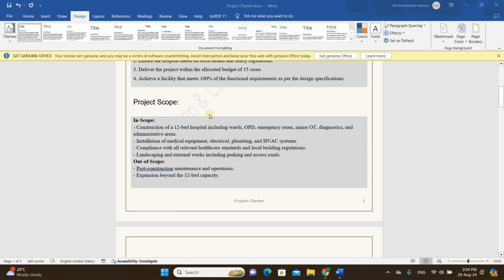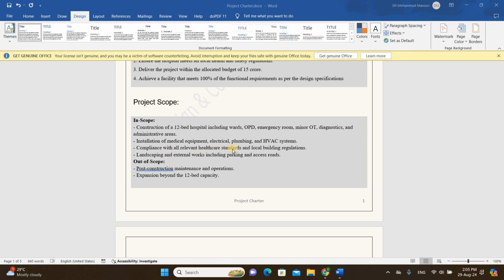The next element is project scope. What is scope? You understood the objectives from above; inside the project objectives we will have the scope, like construction of the hospital including wards, OPD, emergency room, minor OT, diagnostics and administrative area. These are the scope we have to construct. Installation of medical equipment, electrical, plumbing and HVAC systems, firefighting systems. So this is the scope of work. You have to write in short the scope of work, all the work you are going to conduct in this project.